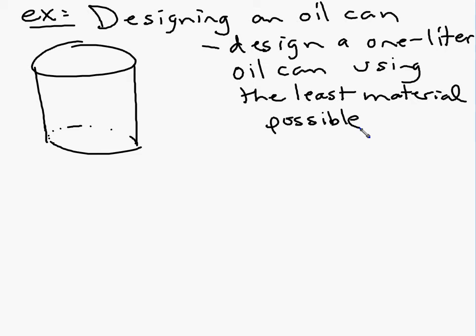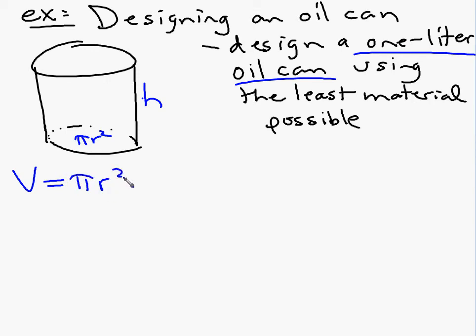And first off, when I say a 1-liter oil can, isn't that referring to a volume? So we better start with the volume formula. Does anybody remember how to find the volume of a right circular cylinder? Area of the base times the height. And the base is a circle, and the height is h. So the volume of this right circular cylinder is pi r squared h. Okay?